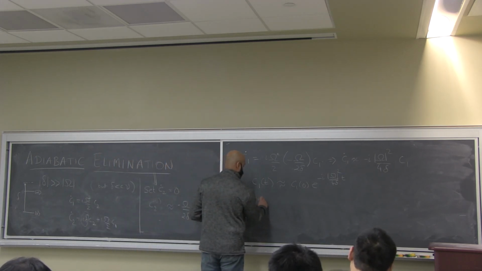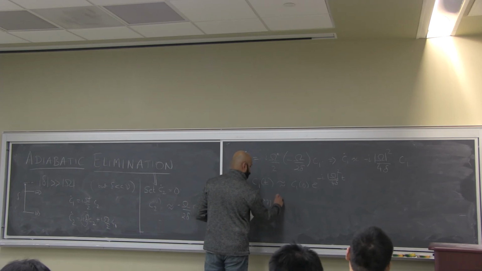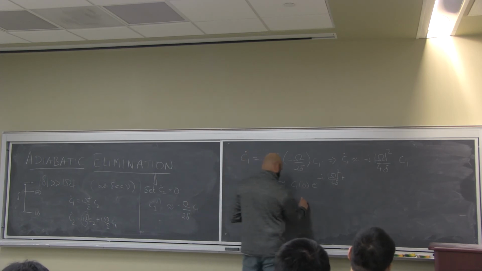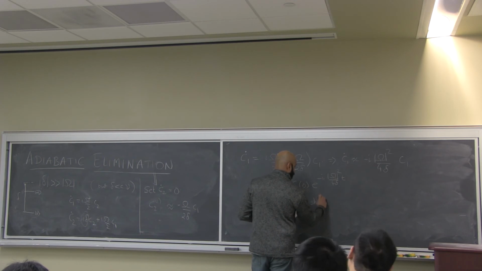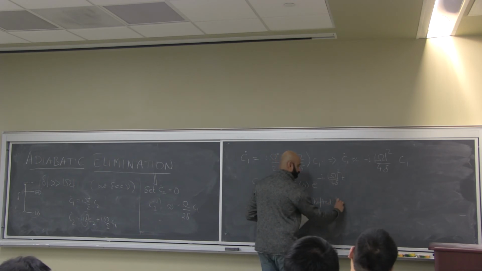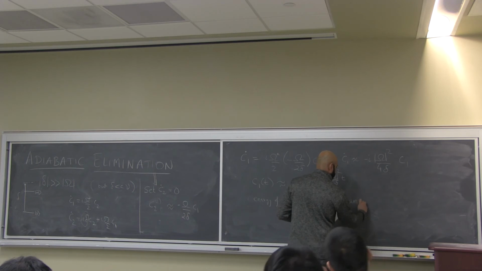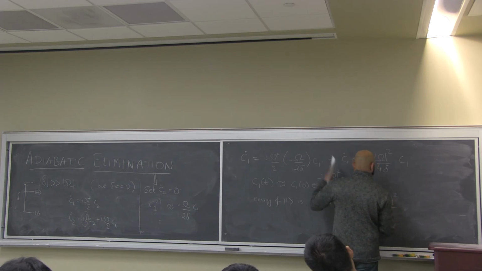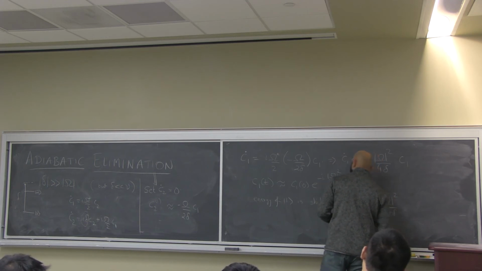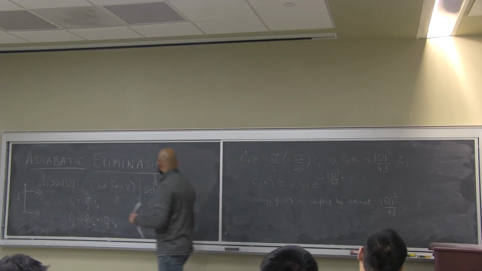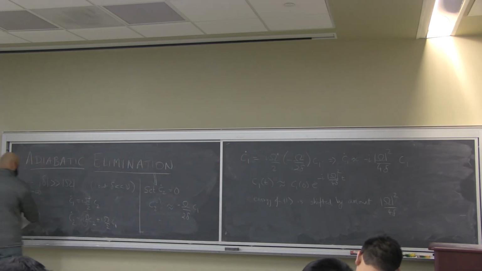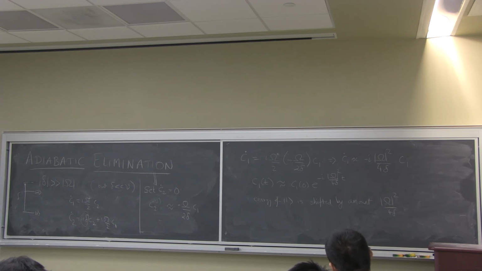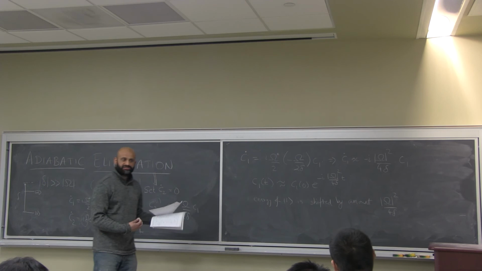So the energy of 1 is shifted by that amount, and it's a positive shift because everything we took as minus signs, or e to the minus i, is basically the rate at which we did the transformation, which means that the state 1 moves up in energy. Okay? So this is the AC Stark shift.